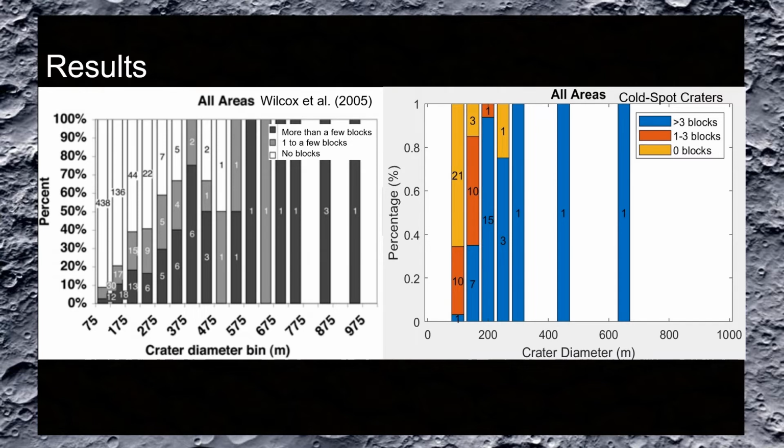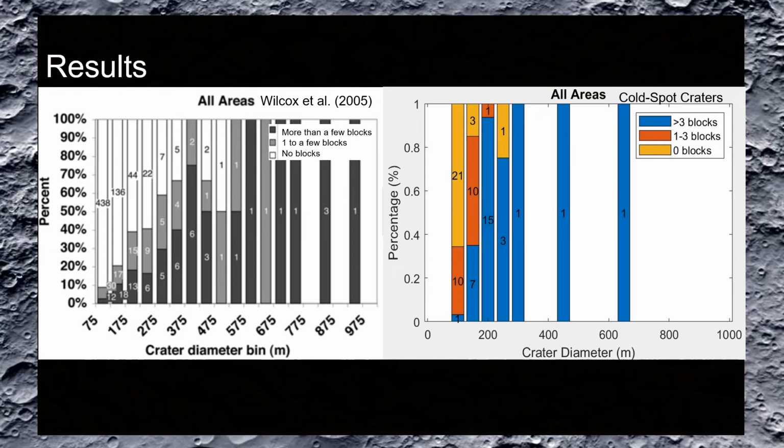Here are the Wilcox et al. 2005 results from earlier on the left versus our results on the right. Again, each graph has 50-meter diameter bins, with the first ranging from 75 to 125 meters. In our graph, craters with no blocks are in yellow, craters with 1 to 3 blocks are in red, and craters with 4 plus blocks are in blue.